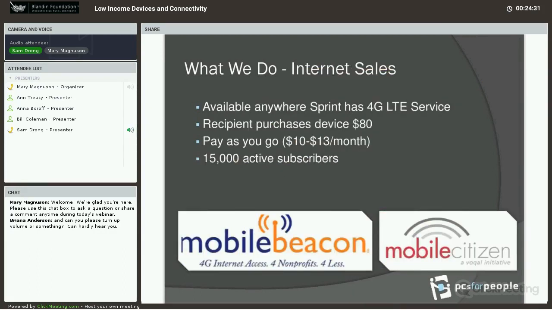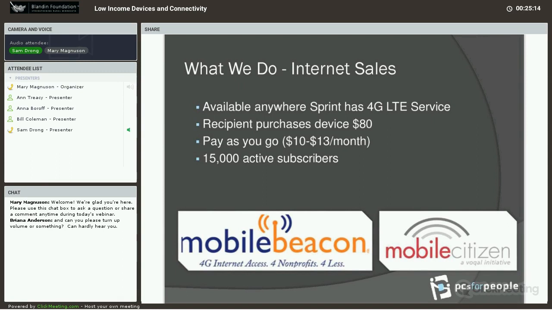The last third part of the stool, so to speak, that we try to address, and why we're all here talking, is the internet piece. So we have a unique relationship with two other organizations. One's called Mobile Beacon and one's called Mobile Citizen. We're able to offer an unlimited 4G LTE device where people can use that as their at-home service as well as a mobile service that they can take out with them if they're traveling. It is a nationwide service that uses the Sprint network, so anywhere that Sprint has good coverage, we're able to provide that service.